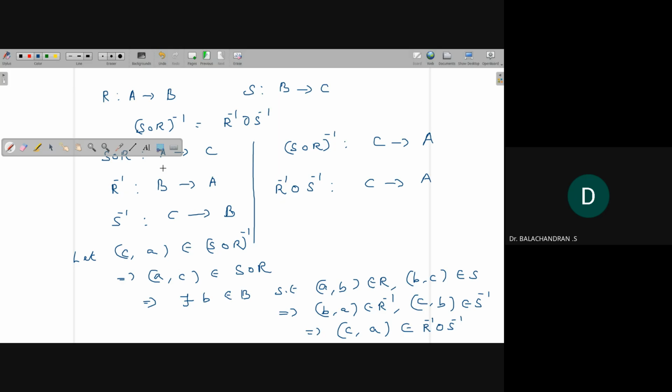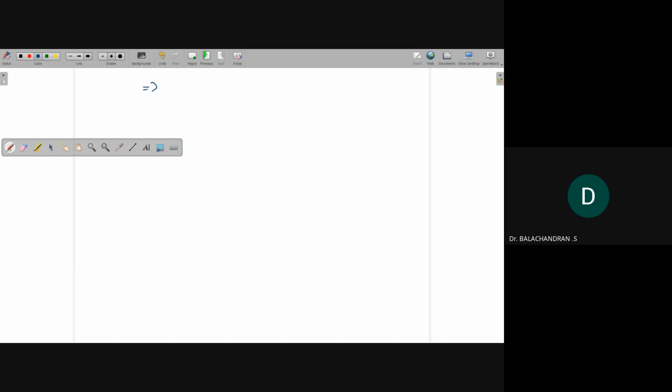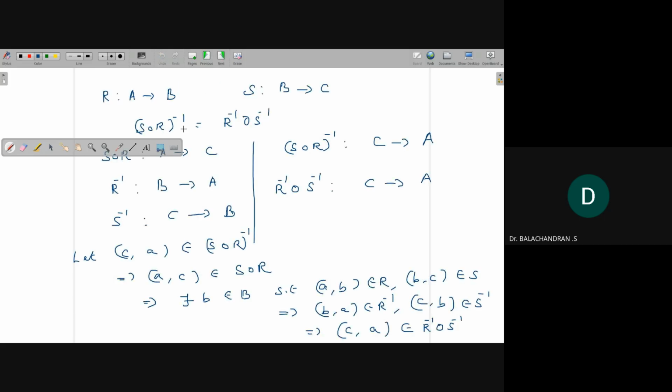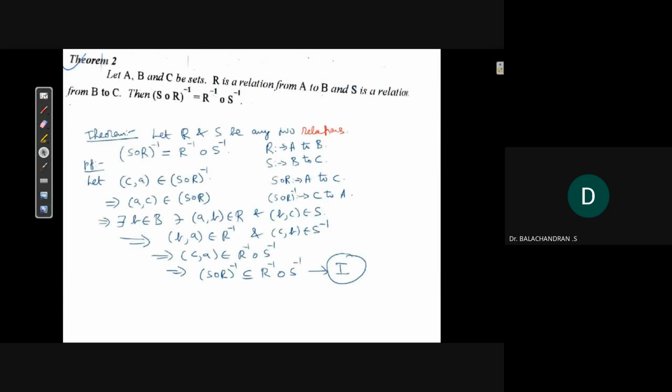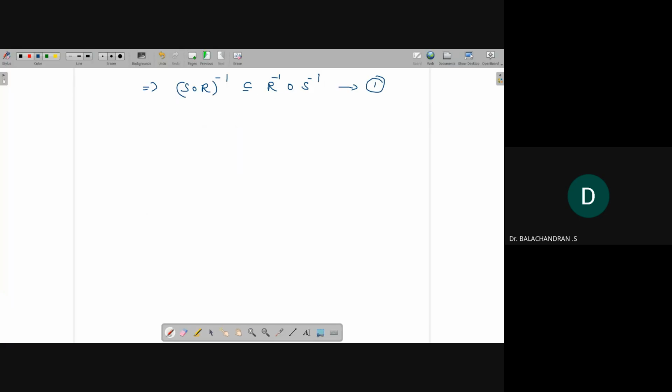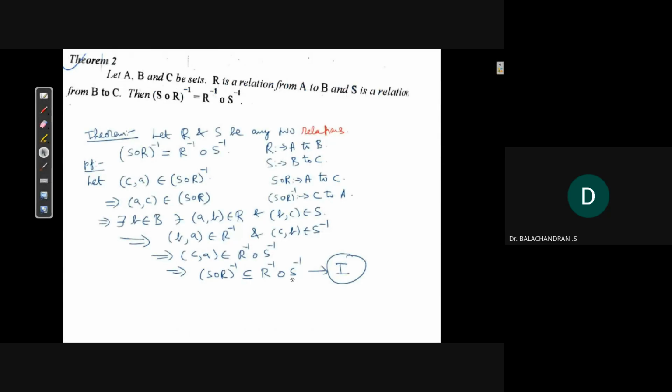So we conclude that (S composition R) whole inverse is a subset of R inverse composition S inverse. So this is equation number 1. Now I'll go to the PDF. You can see here (S composition R) whole inverse is a subset of R inverse composition S inverse.